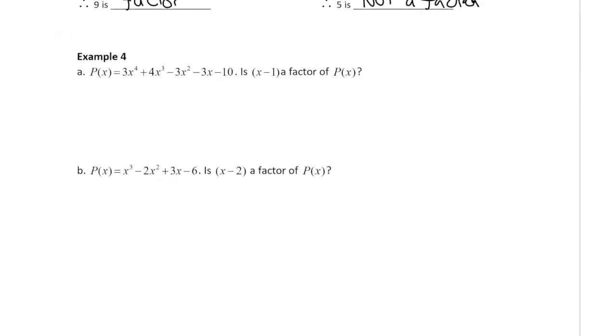Okay, let's try 2 examples right here. And all we're going to do is we're going to test the remainder theorem. If we get 0, it's a factor. If we don't get 0, it's not a factor. Okay, so we substituted in 1, and we're just going to see what we come up with.